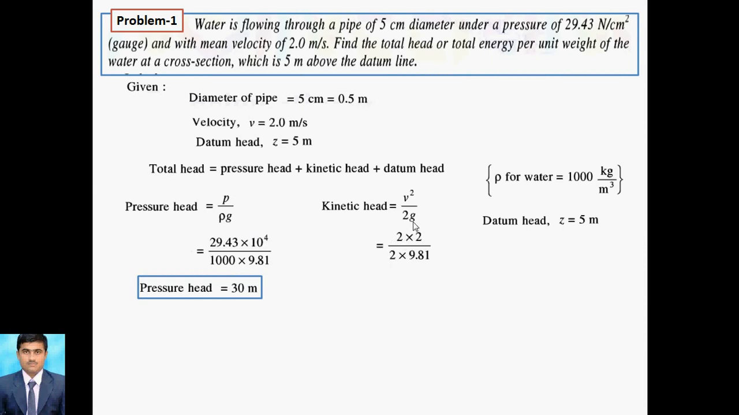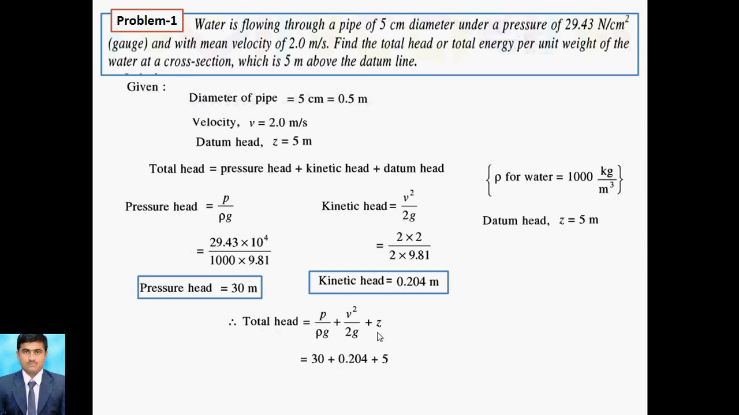Now we discuss the kinetic head, that is V square by 2g. 2 square divided by 2 into g, 9.81. After this, the kinetic head is 0.204 meter. Now this pressure head, kinetic head and datum head, we can add, which is called the total head. That total head is nothing but Bernoulli's theorem, because total head remains constant at every cross section. So that's why you can write this formula.